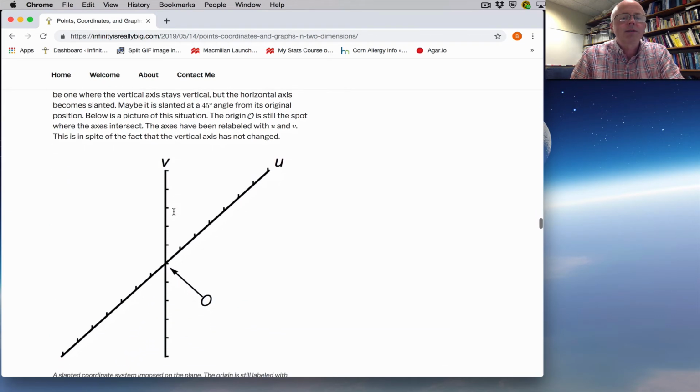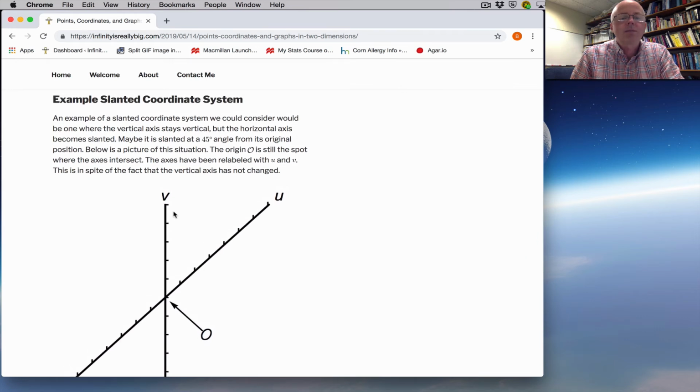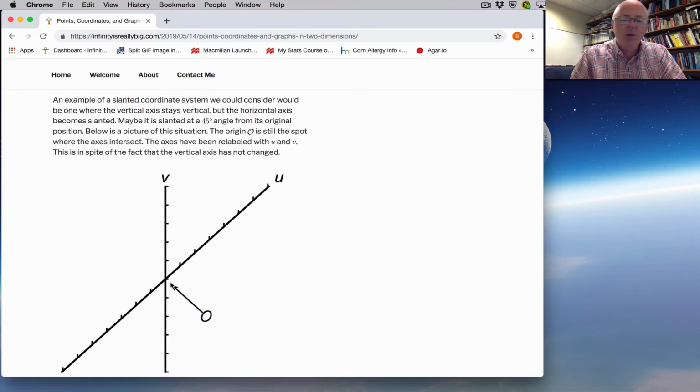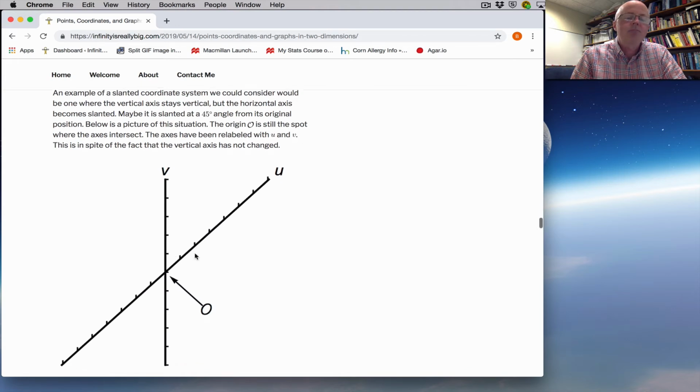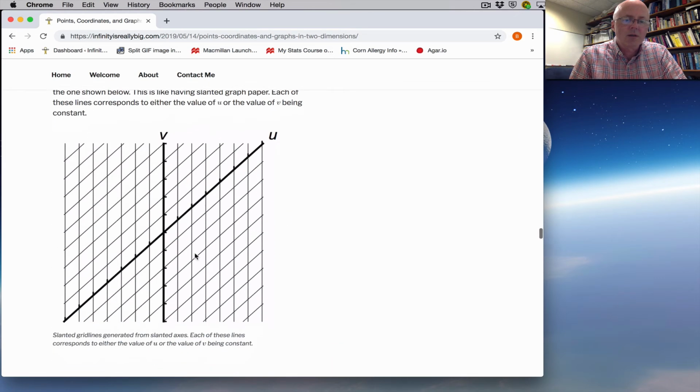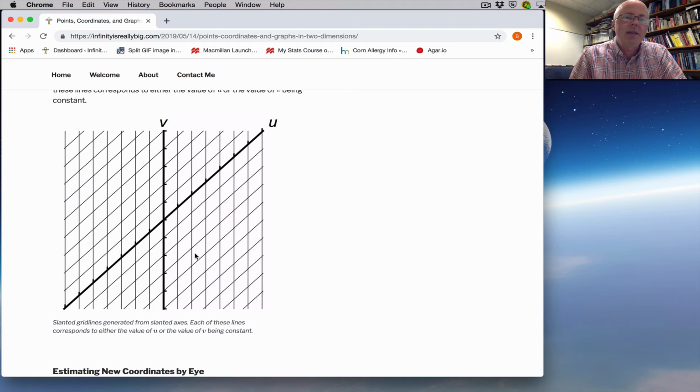Here's an example coordinate system, a slanted coordinate system. I've kept the v-axis vertical. It's the same as the y-axis here, but I made the x-axis slanted. I'm calling it the u-axis, slanted at a 45-degree angle from the original x-axis. You still call the point of intersection the origin. You still ideally make unit lengths along the axes here. That would be an example of slanted axes, and they generate slanted graph paper. There we go. There's some slanted graph paper that these slanted axes would generate, generating a slanted coordinate system.